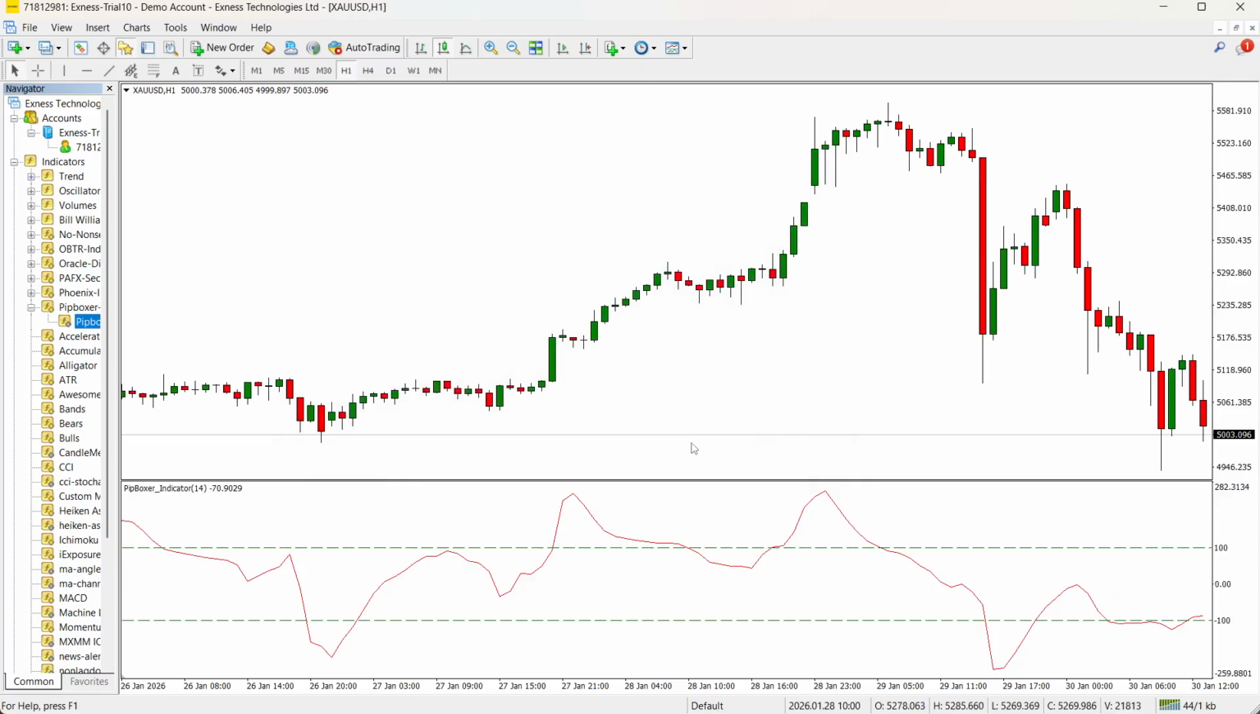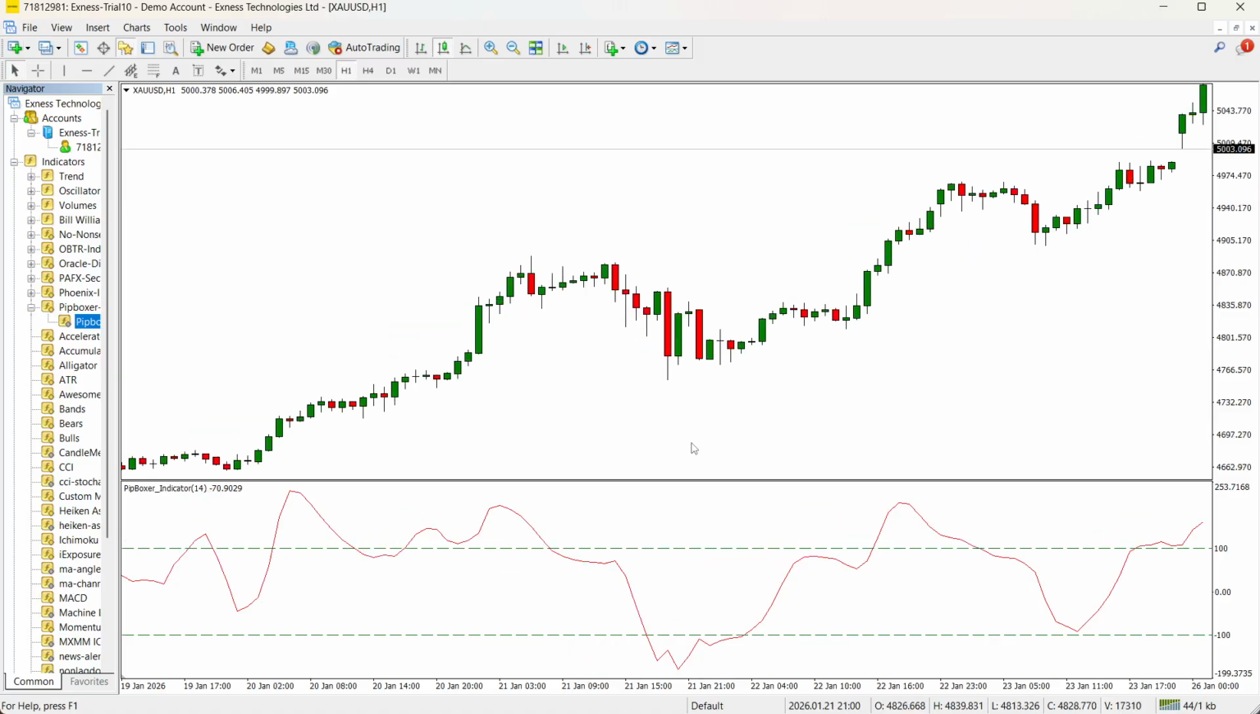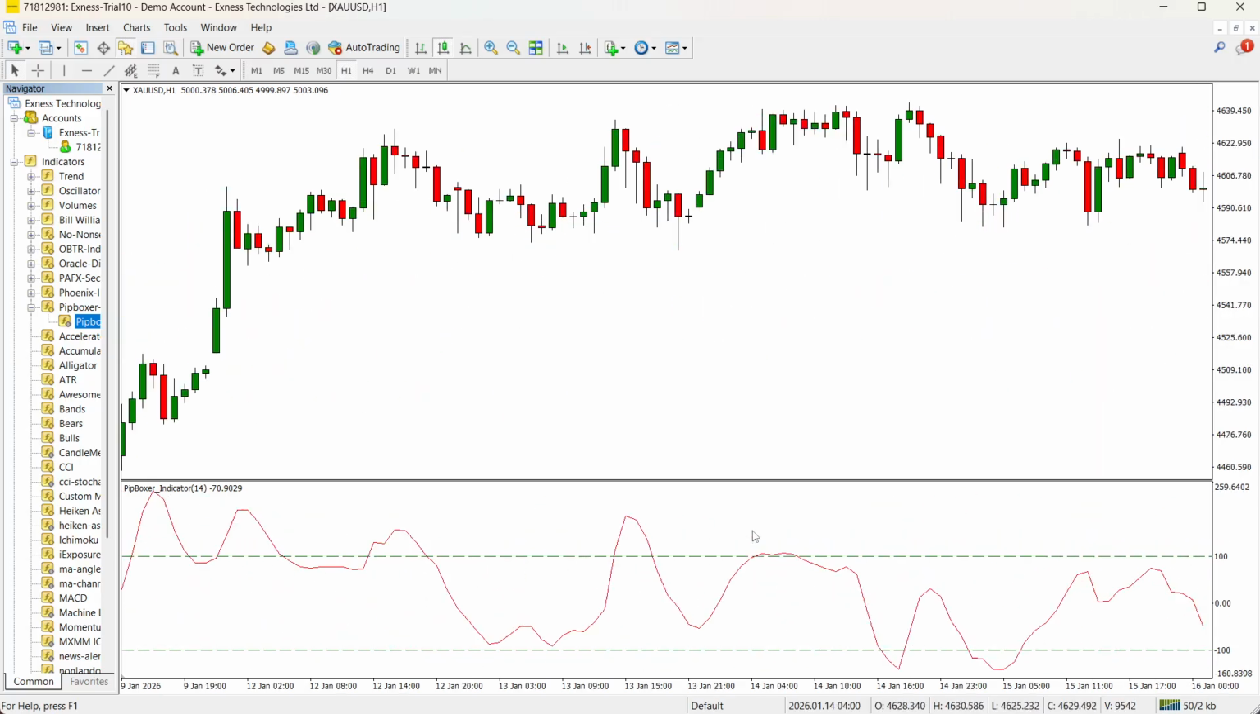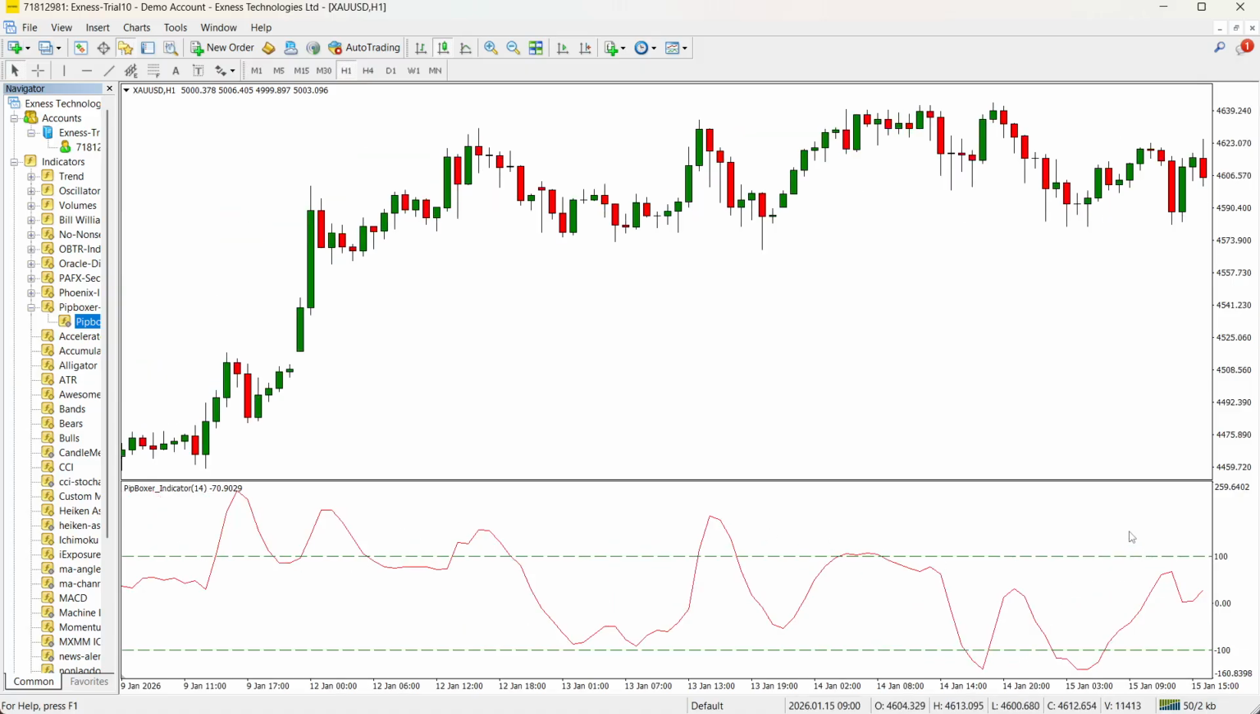As you can see, the PipBoxer indicator for MT4 appears in a separate sub-window beneath the main price chart as a single oscillating line. This line moves up and down around a central zero line with a mapped out range visually marked between plus 100 at the top and minus 100 at the bottom of the scale. The current numeric value of the oscillator is displayed at the top left corner of the sub-window, updating in real time as the line moves.